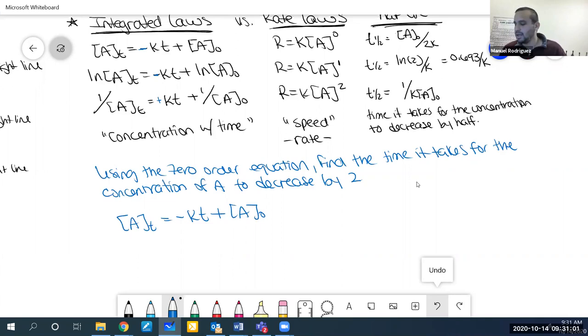Okay, so let's say we want to figure out the amount of time it takes for the concentration to decrease by half using the zero order equation. So that means that initially we had A zero, and then at the end we have half of A zero. Does that make sense? So initially you have A, and at the end I have half A. So I'm going to plug that into my equation. I'm going to have half A zero equals negative kt plus A zero.